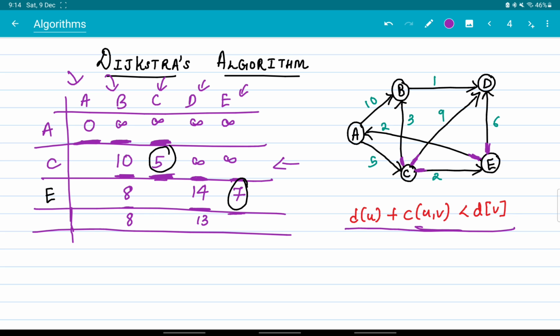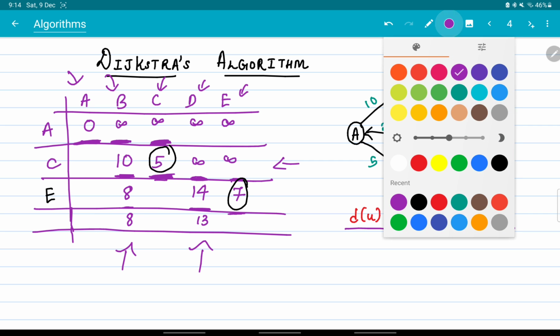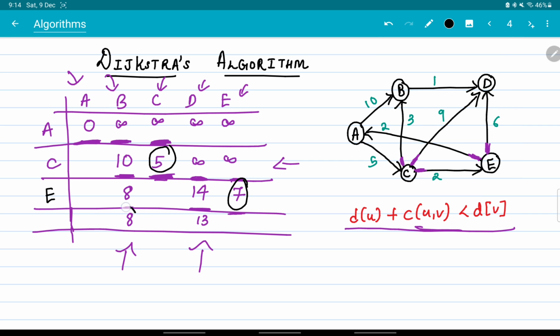So we have two values left, that is for B and for D. Among these two values, we are supposed to see the minimum one. So it's very clear that the minimum one here is 8. Right, out of 8 and 13, 8 is the minimum value and that value belongs to vertex B. So now I'll be checking vertex B.